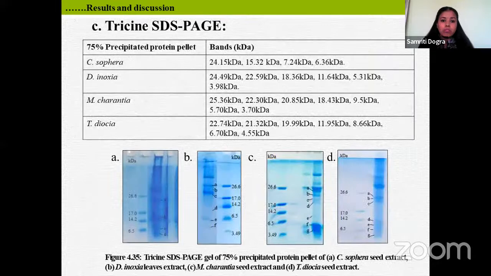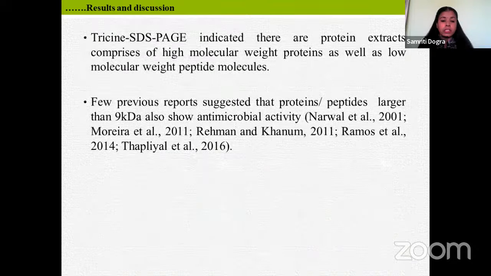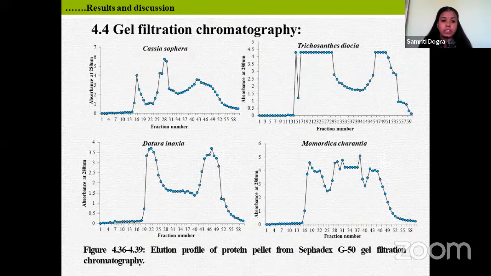So tricine SDS-PAGE was carried out for all the four plants. We have less than 10 kilodaltons in all the four, so we did further screening of all the four. The SDS-PAGE indicates that the protein extract comprised high molecular weight as well as low molecular weight proteins. A few reports also suggested that proteins and peptides larger than 9 kilodaltons also have antimicrobial activity. So this is the gel filtration curve of all the four plants for the isolation.